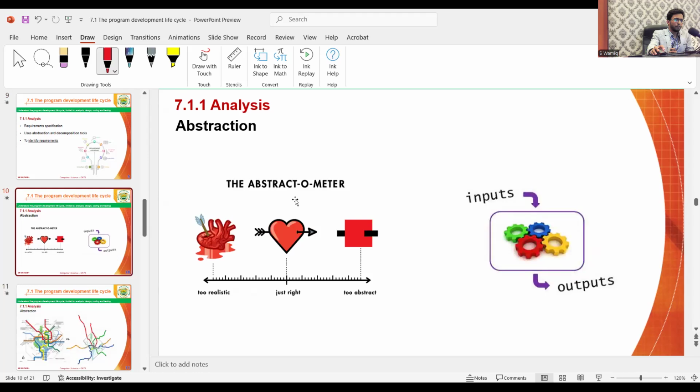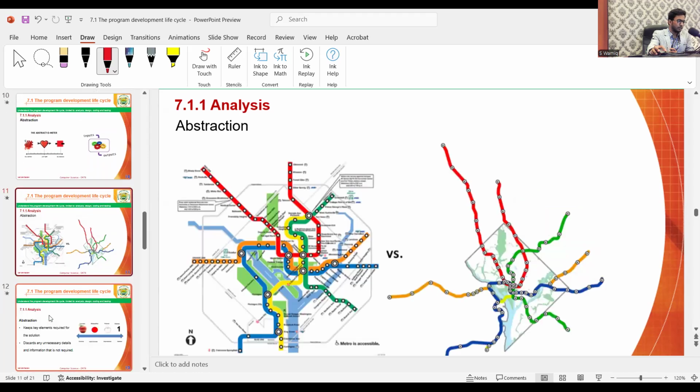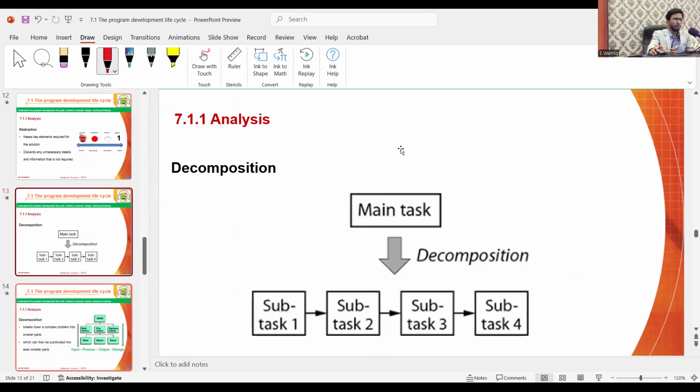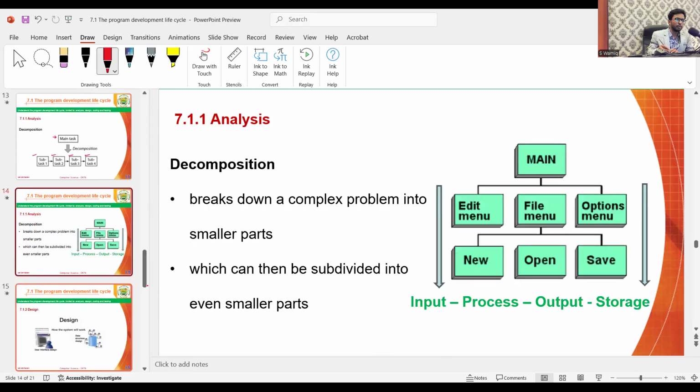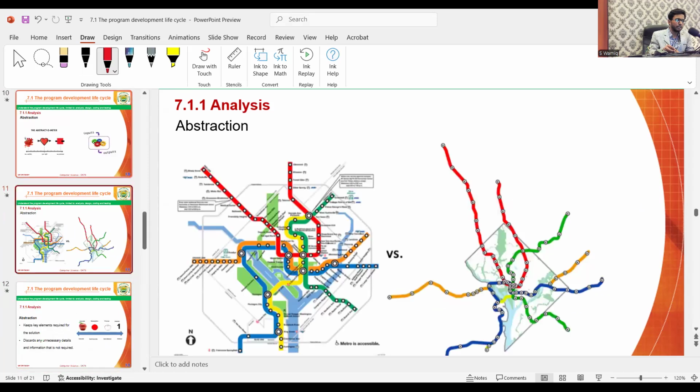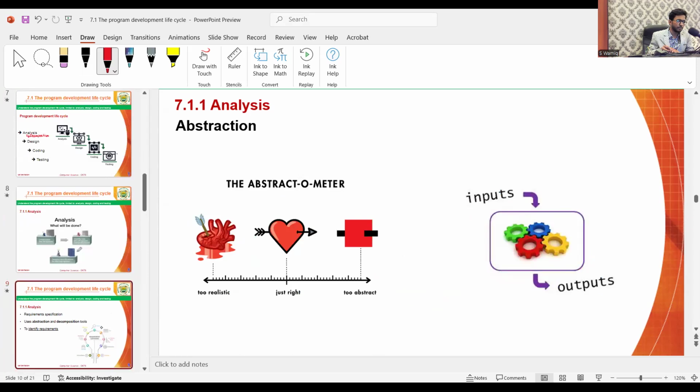So for example, decomposition we have discussed just now. Decomposition basically means that you are breaking your main problem into a number of tasks so that you can easily work on that. What is decomposition? Decomposition means you are breaking a complex problem into smaller areas, which can be further divided so that you can work on them. The second tool that is a part of our syllabus is abstraction.